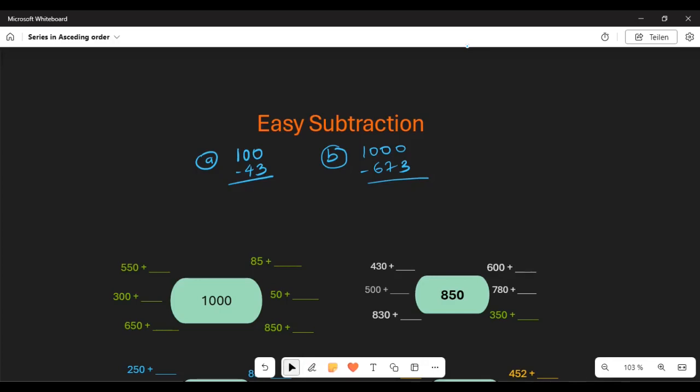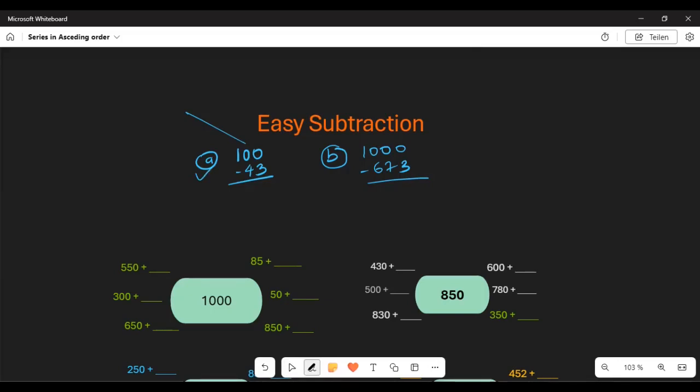It's not so difficult, but it's good to have this skill when you're doing this kind of subtraction. In any case, when you subtract a smaller number from a whole number, there's always a method, and that makes the work easier. For example, if you have 100 minus 43.